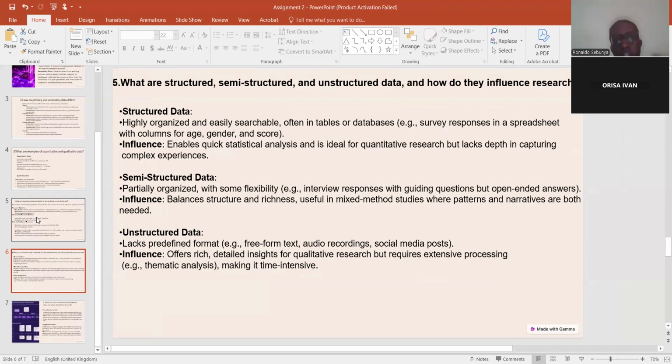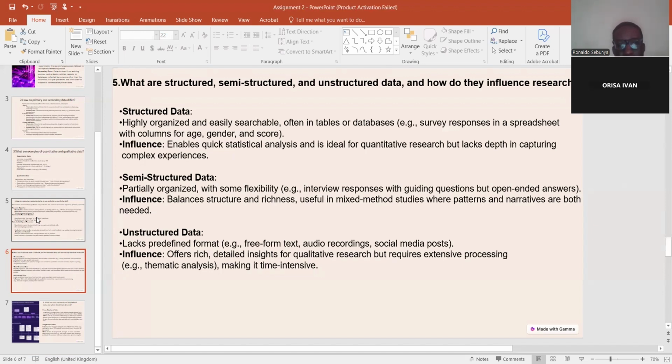Now I'm going to take you through what structured, semi-structured, and unstructured data are. Structured data is highly organized, easily searchable, and often in tables or databases. Semi-structured data is partially organized, like interview responses with guiding questions and open-ended answers. The good thing is it balances structure and richness, and it's useful in mixed method studies where patterns and narratives are both needed.